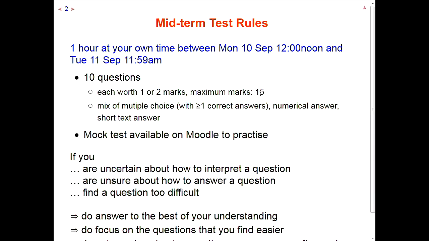It will be a mix of multiple choice questions. The multiple choice questions can have more than 1 correct answer, and we will see in the mock quiz how that works. But there will also be questions with open answers, numerical answer, and short text answer. And again, the mock quiz that I will show you at the end of today's lecture illustrates all 3 of these categories. So that mock test is available on Moodle to practice. I will show it to you, but you can then log on to Moodle yourself and practice the test yourself.